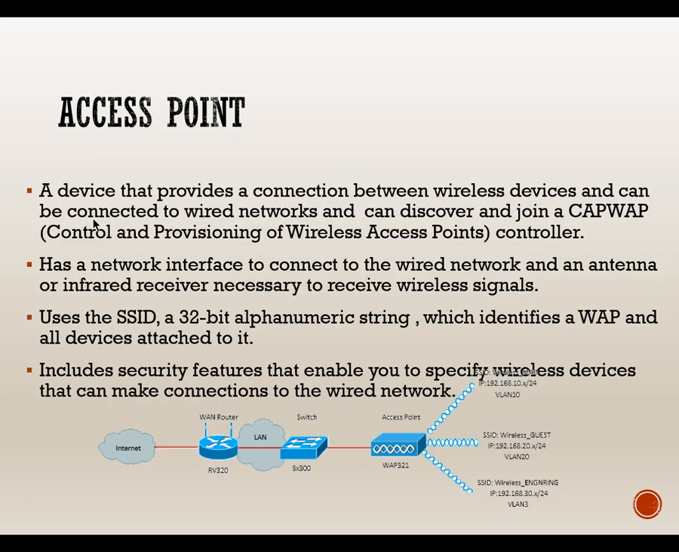Okay, now we're up to the objective stuff, an access point. Access point, a device that provides connection between wireless devices. You probably use one at home, have used one, maybe using one right now. Can be connected to a wired network and can discover and join a CAPWAP, control and provisioning of wireless access points, controller. Controller is going to be one of the next topics, but what a controller is going to do, we have the access point.